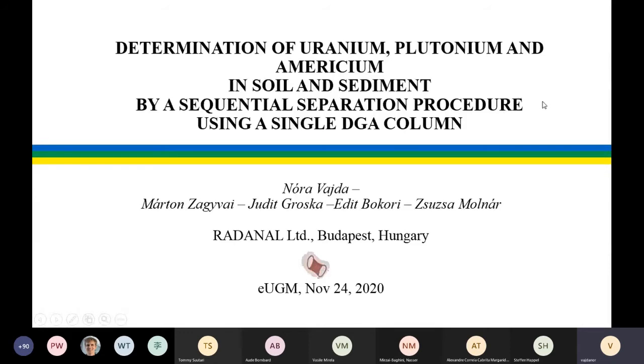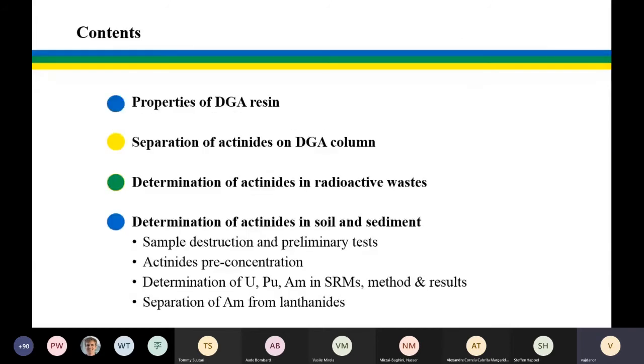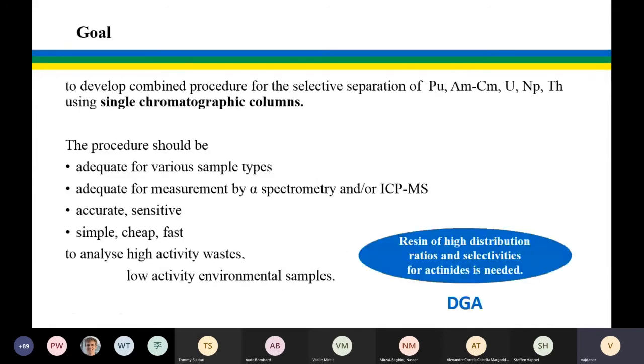And I have the chance to speak about our recent research on actinide determination in soil and sediment by a sequential separation procedure using a single DGA column. So I am going to speak to you briefly about the properties of DGA, about separation of actinides on DGA, determination of actinides in radioactive waste, and then I will focus my presentation on the determination of actinides in soil and sediment samples, including sample destruction, preconcentration, chromatographic separation, and finally a few words about americium and lanthanide separation.